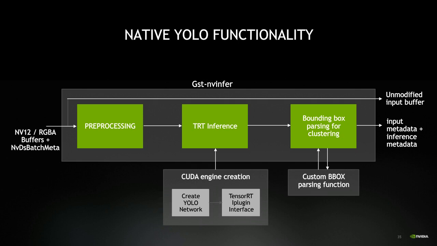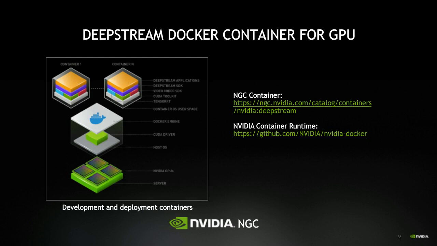DeepStream can now be deployed in Docker containers for our data center GPUs such as T4 and V100. The containers are available on NVIDIA NGC. The NVIDIA Container Runtime enables GPU acceleration for applications running in Docker containers. In a GPU-accelerated container, the CUDA driver needs to be installed on the host OS with Docker engine running on top. The CUDA Toolkit, Video Codec SDK, and TensorRT are installed inside the container.